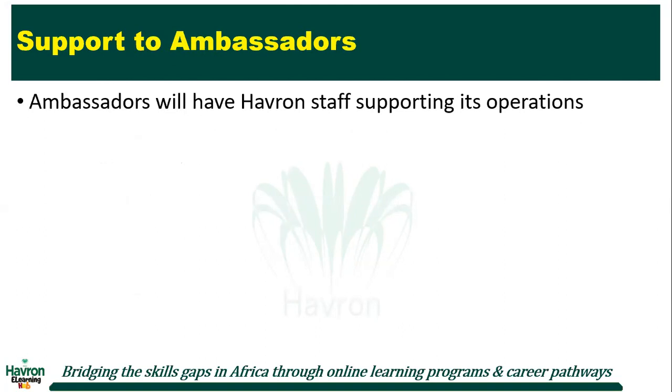Our plan is to have Havron staff supporting every ambassador. Right now, we have over 30 that have onboarded. So it's not easy for everyone to just be reporting to one person. So what we have done, we are segregating.